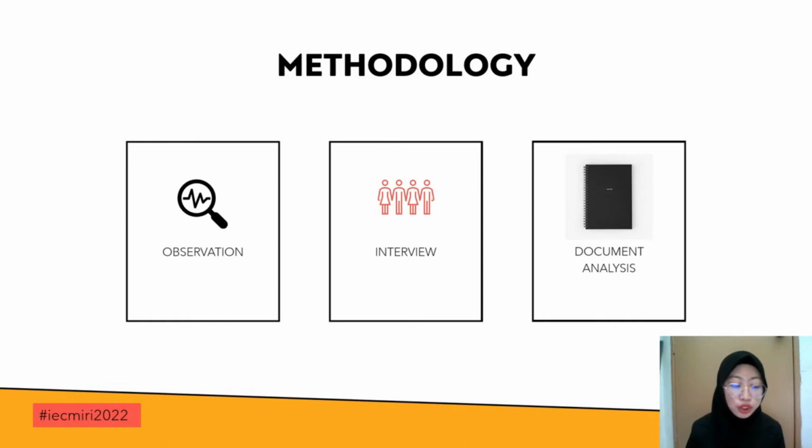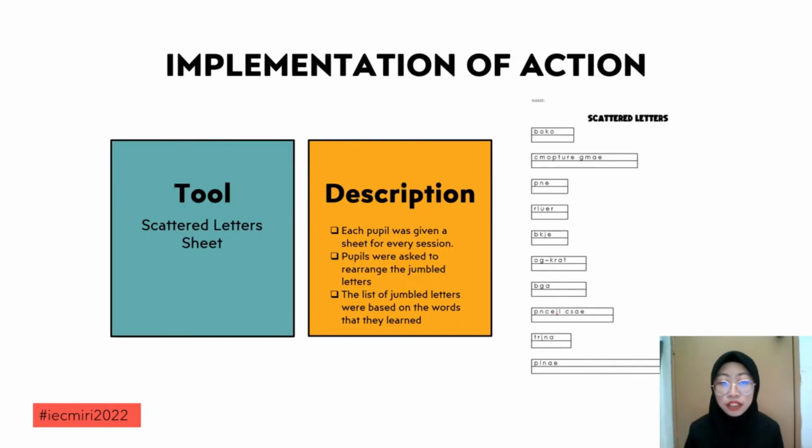The last method used to collect data in this research was document analysis. I analyzed the words that were spelled by the pupils in scattered letters sheet. The tool that is used for the implementation of action is scattered letters sheet. Each pupil was given a sheet for every session. They were asked to rearrange the jumble letters. The list of jumble letters were based on the words that they learned.